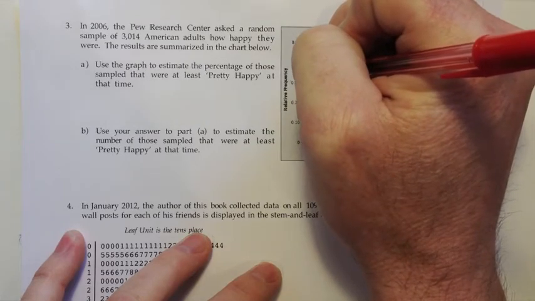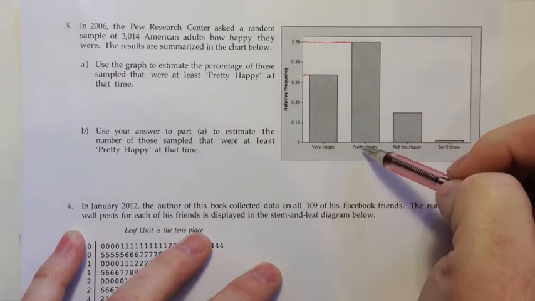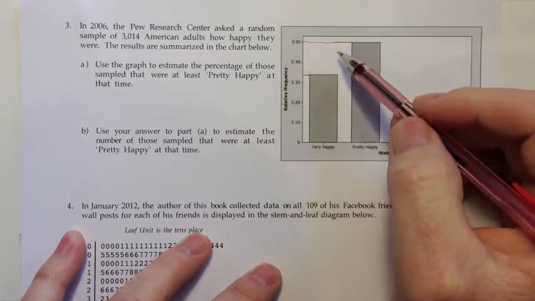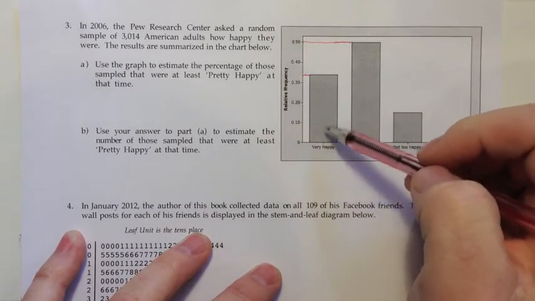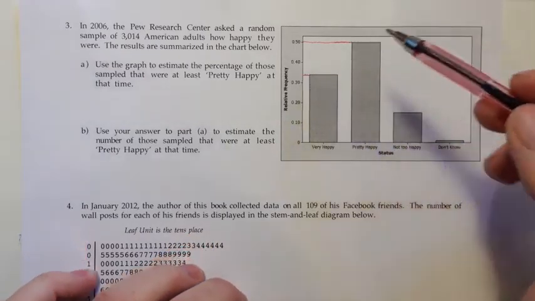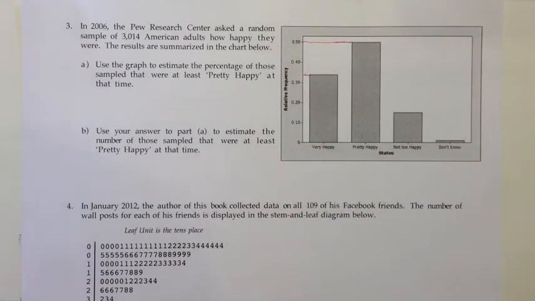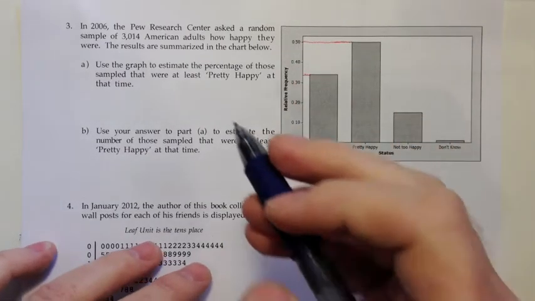So I'm just trying to gauge as best I can on this graph how tall each of those bars are. It looks like for pretty happy it's about 50%, and for very happy that's maybe 32, 33%. It's just somewhat of a guess based on the 30 and the 40 there. I'll go ahead and go with 33.